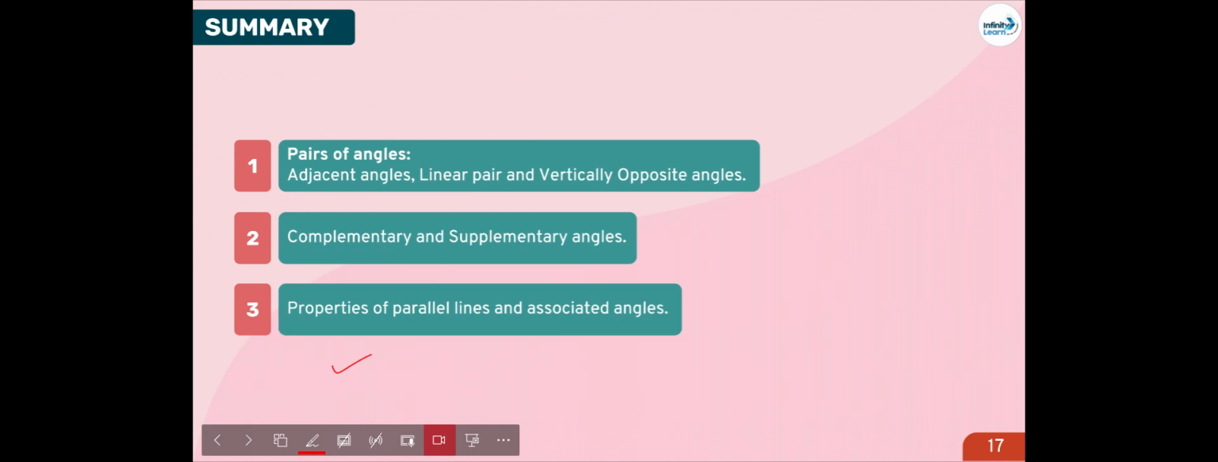Now, what we have studied today: adjacent angles, linear pair, vertically opposite angles, complementary and supplementary angles, properties of parallel lines, and associated angles. Clear? Anybody is having any doubt?